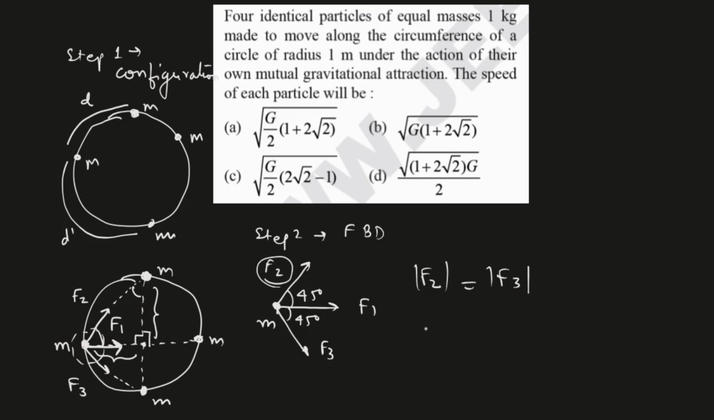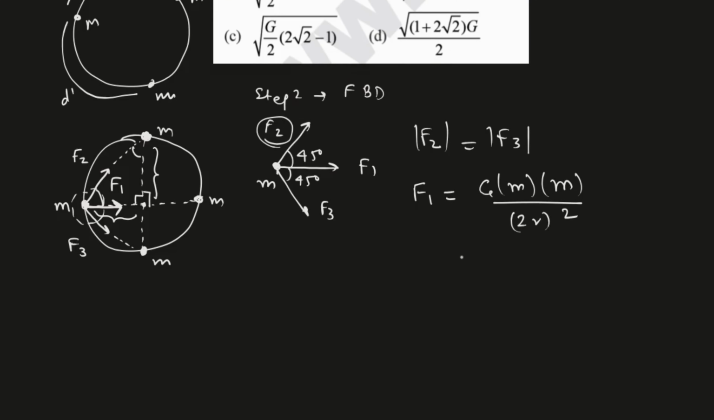So let's try to find out the magnitude of these forces. First, let's focus on F1. F1 can be written as, using Newton's law of gravitation, G m1 m2, the masses are the same, upon the distance between the particles, which is d, that is 2r. Let's put the value of m and r, which is 1 each, 1 kg and 1 meter. So this becomes G upon 4. This is F1 and this is the direction.